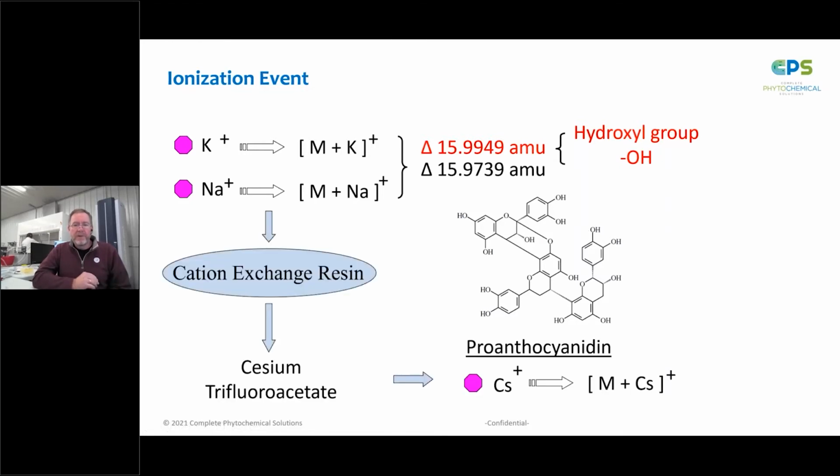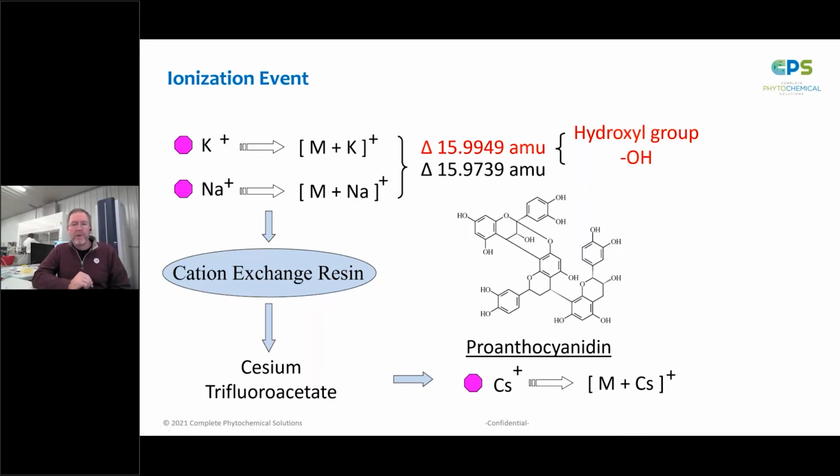We have an approach to be able to deal with this particular complex here, and that is to go through a deionization process using a cation exchange resin and subsequently spike with a cesium salt that affords the proanthocyanidins to be detected as mass plus cesium. Cesium has a molecular weight of 133 atomic mass units. So essentially what we're doing is we're shifting the weight of this complex out 133 mass units away from the mass where sodium and potassium caused a discrepancy with hydroxyl substitutions.